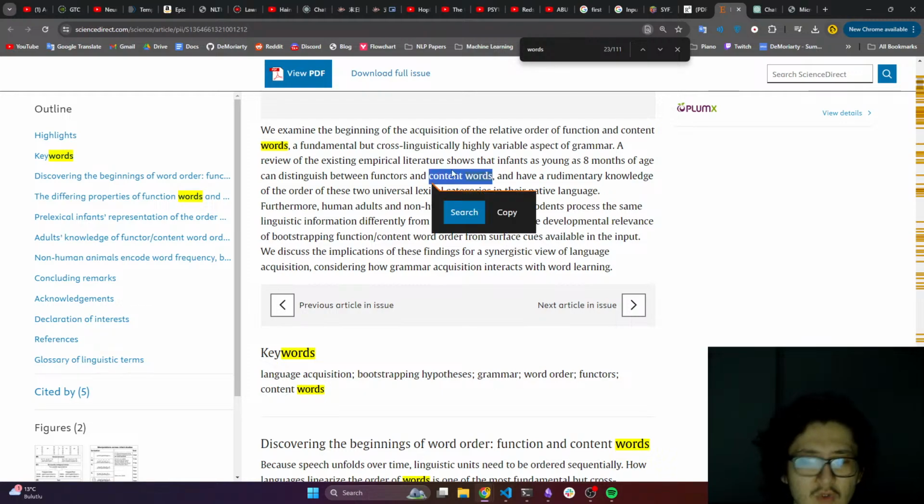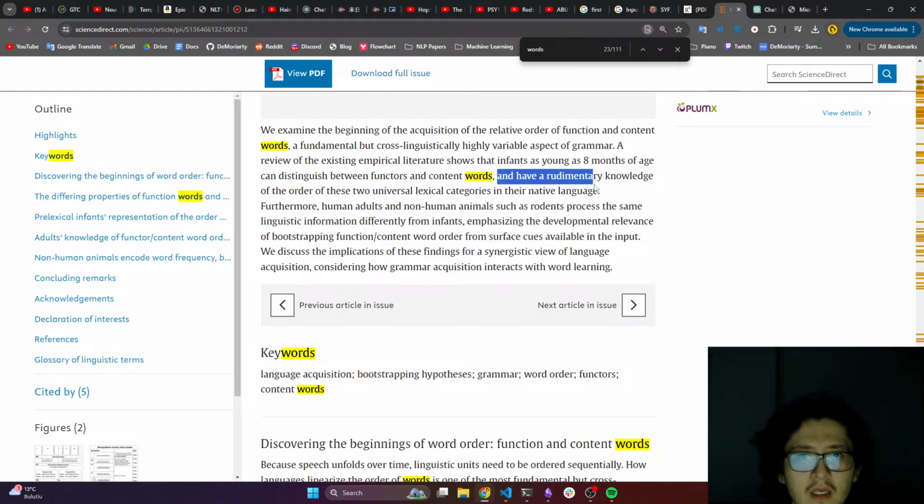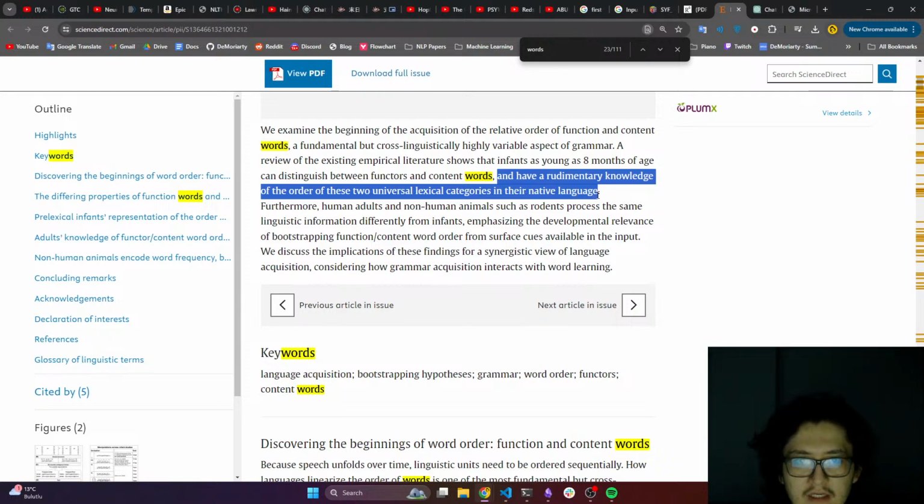novel or less frequent, and have a rudimentary knowledge of the order of these two universal lexical categories in their native language.